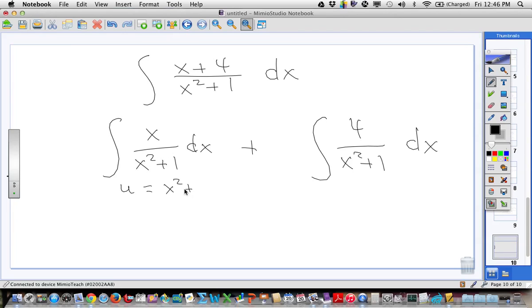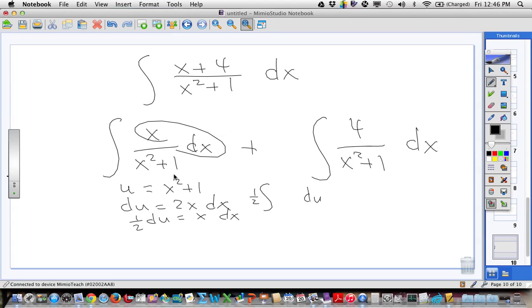Well, anyway, so now with this one, we can do what we were thinking, which was let u be this. And so the du is 2x dx. So we can divide the 2 over there. We get 1/2 du equals x dx. So now we sub that out as a 1/2 du. The bottom then is the u, so we got 1 over u, so that's our log one. We've seen that a lot now.